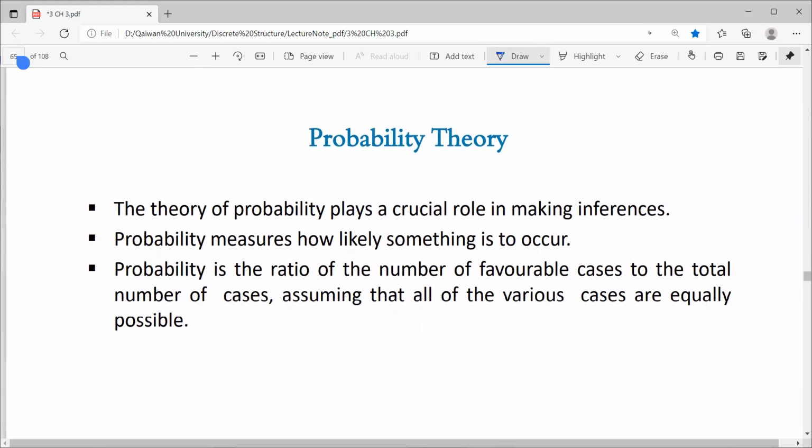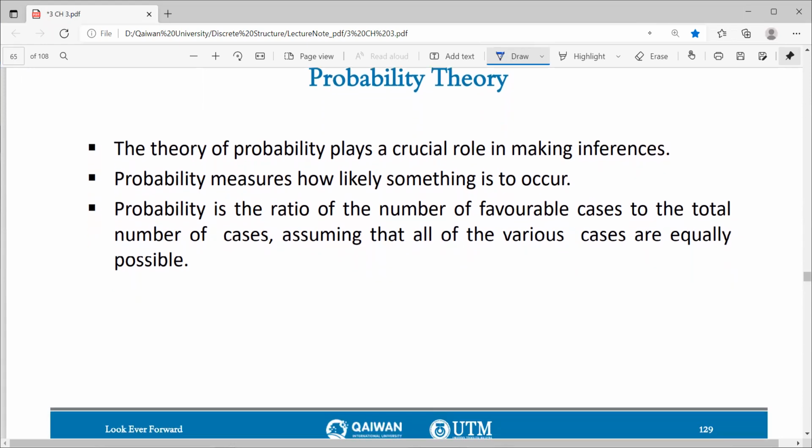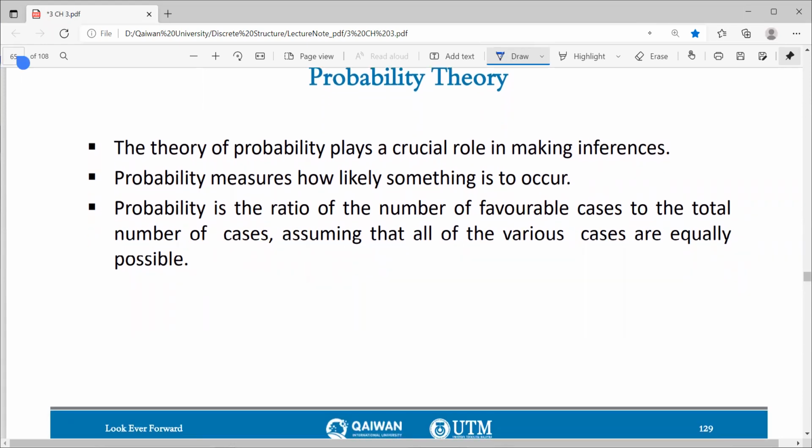The theory of probability plays a crucial role in making inferences. Probability measures how likely something is to occur. Probability is the ratio of the number of favorable cases to the total number of cases. For example, if we pick a ball among, let's say, 10 balls, that's 1 over 10: the chosen one divided by the total number of elements.